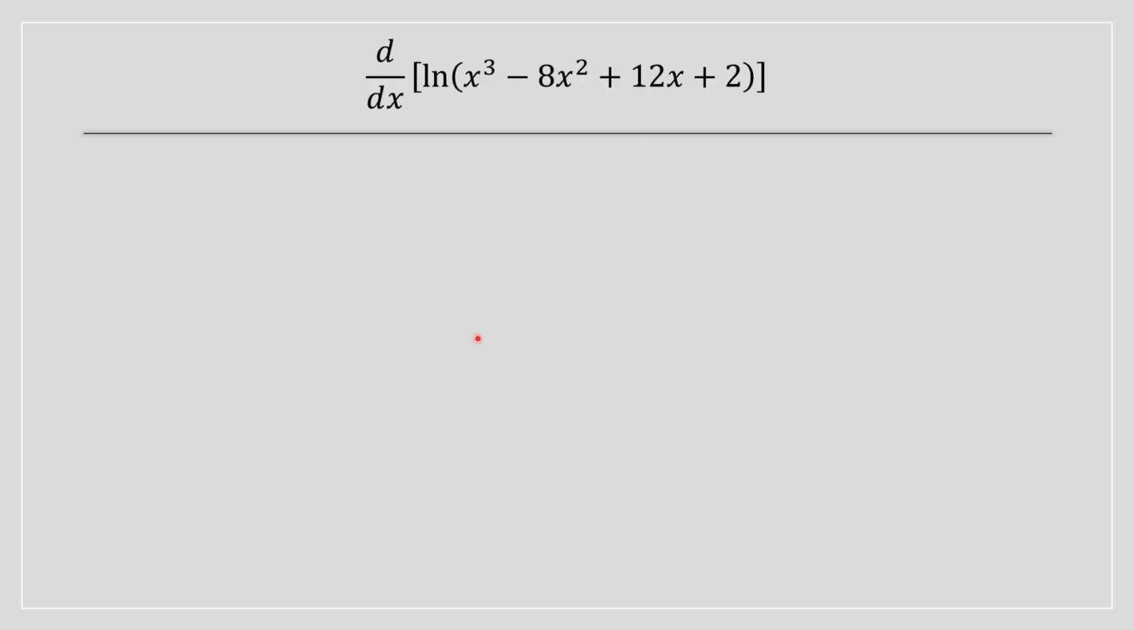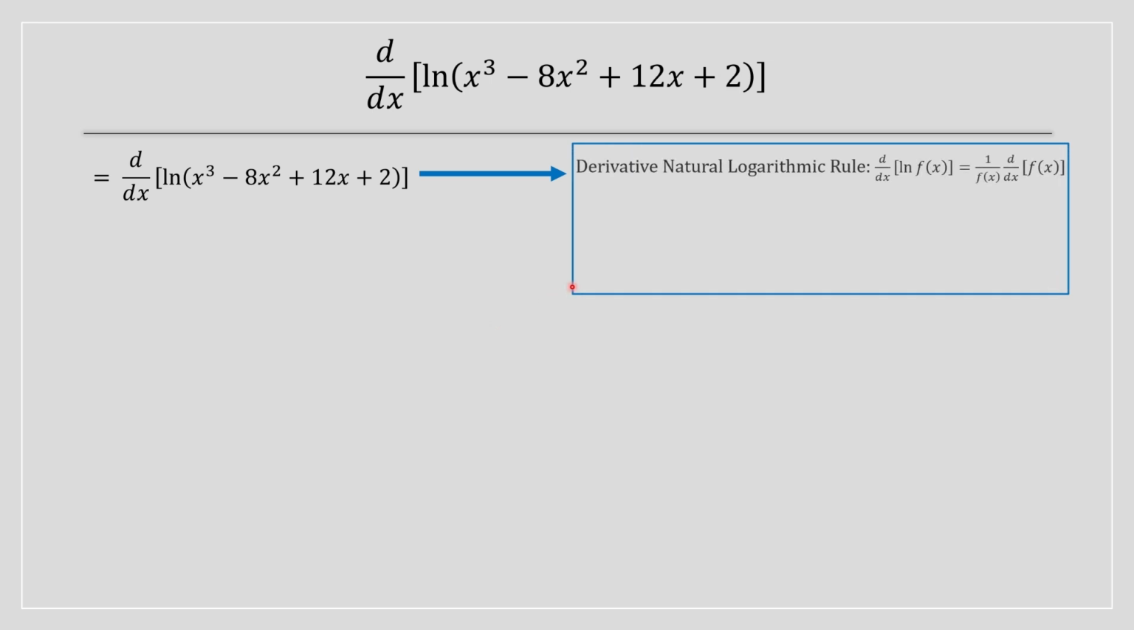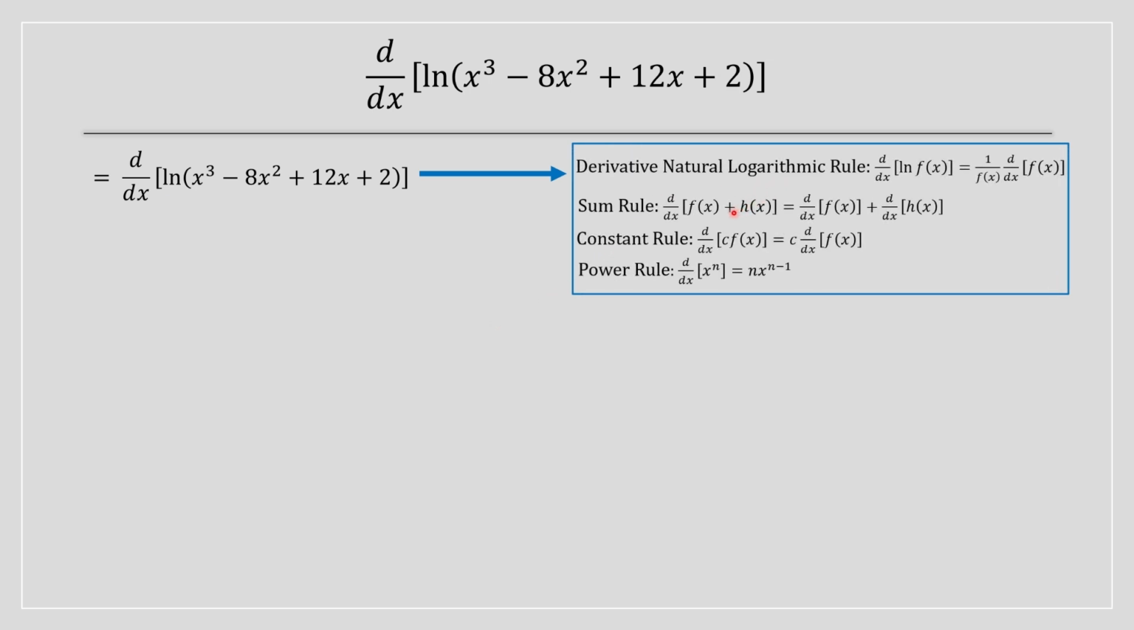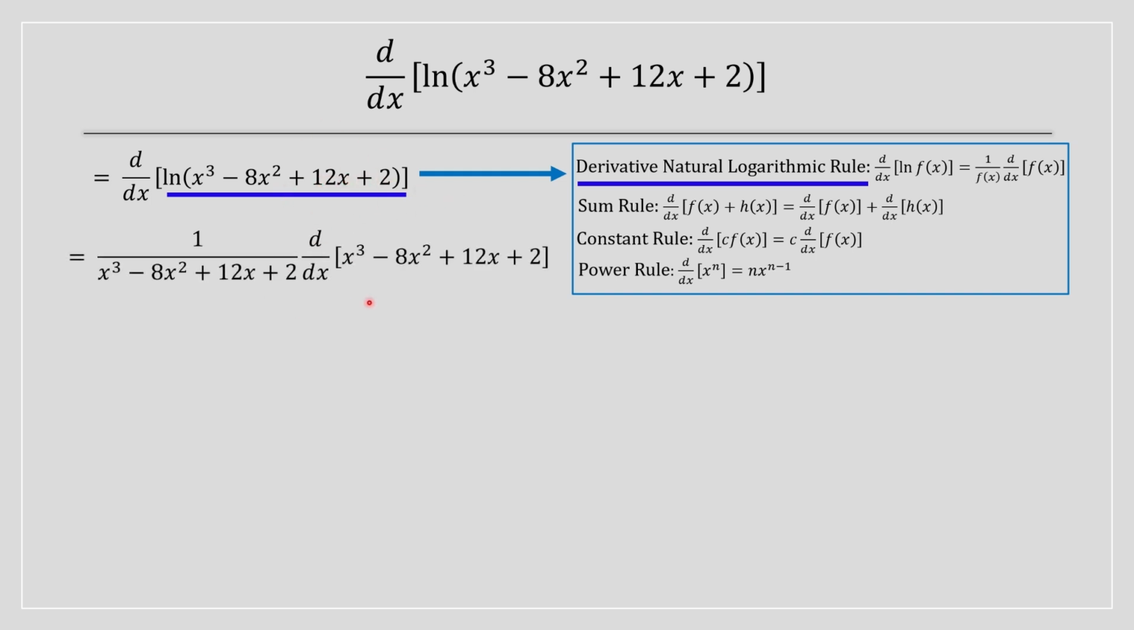Question 58, and for this question over here, we gotta apply the derivative of the natural logarithm rule right away, because as you can see over here, we have the ln, and to do the derivative of the ln, we gotta apply this rule. And this whole portion over here, x cubed minus 8x squared plus 12x plus 2, will be on the bottom, and then you do the derivative of that. So basically we end up with this.